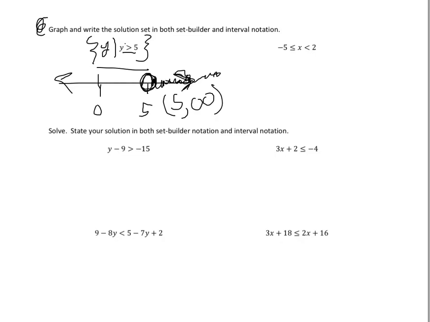Now if we look at the second inequality, one thing that we could do is put this in set builder notation right away by putting a line here, an x here, and then putting set brackets around that. Now that's in set notation.